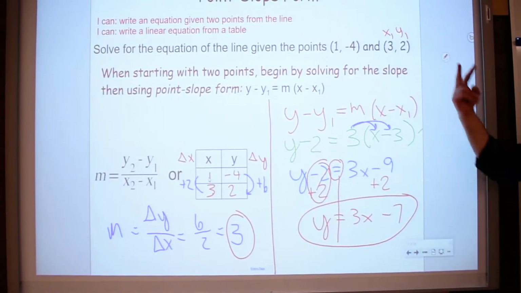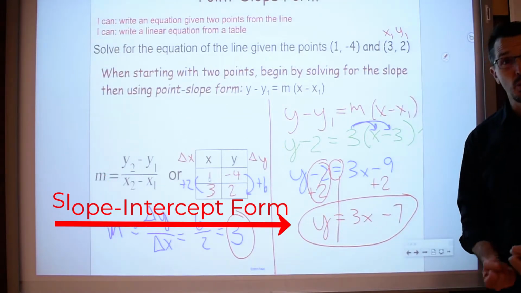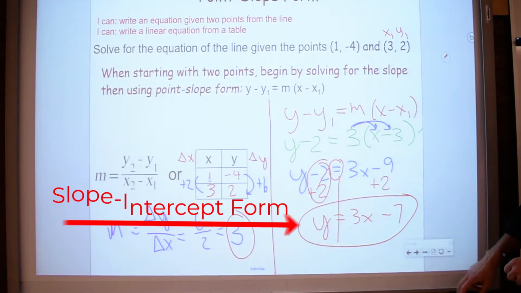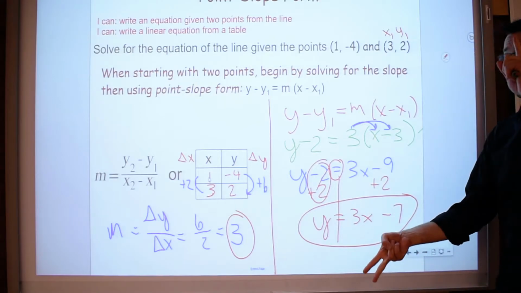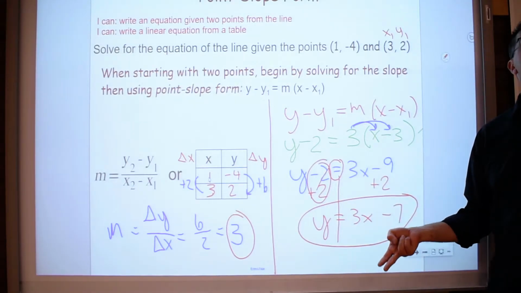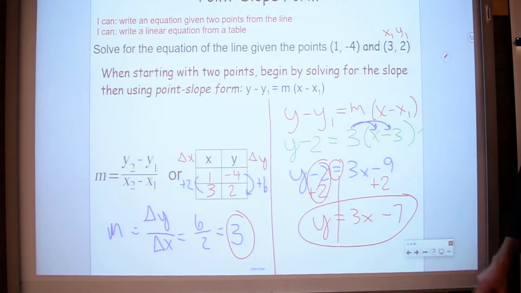Boom! From 2 points, I was able to create an equation. That's pretty amazing. Okay, so I want you to try the next one. Find the slope, put it in point-slope form, simplify to slope-intercept form. Good luck.